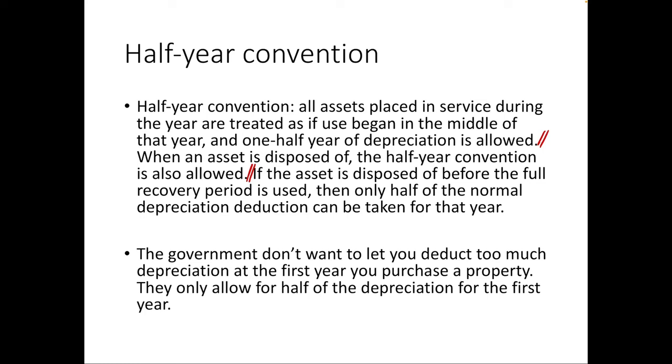The government doesn't want to let you deduct too much depreciation in the first year you purchase a property. So that is why the R1s are smaller than R2s. They only allow half of the depreciation for the first year. Okay, so this is the half-year convention.